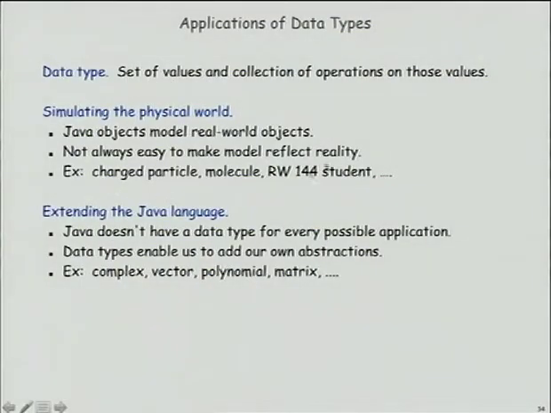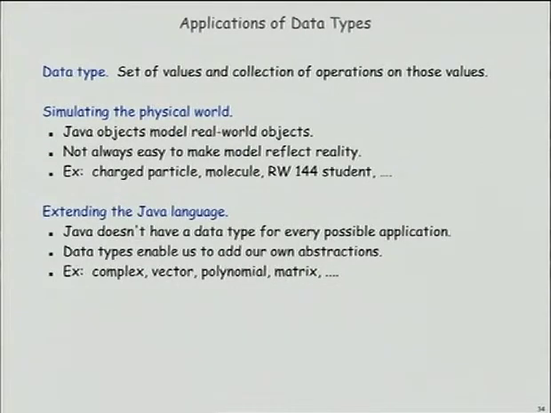So what is the purpose of this data type stuff? Well, it gives you the opportunity to simulate the real world, physical worlds. So you can have things for a charged particle. That is what we've discussed. I haven't done a molecule, but you can think you can do that. You can have code to implement the student class to do that. And it is not necessarily always easy for this model to reflect the reality, but it definitely gives you some abstraction power to do so.